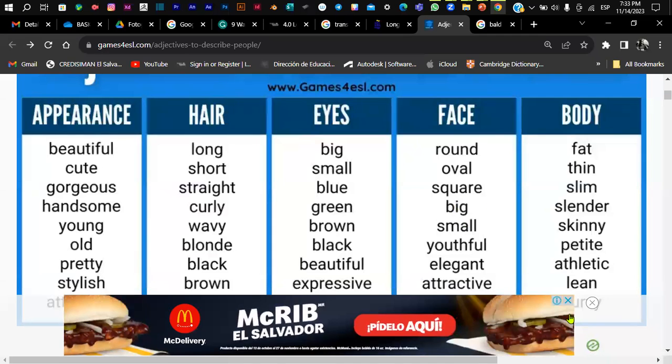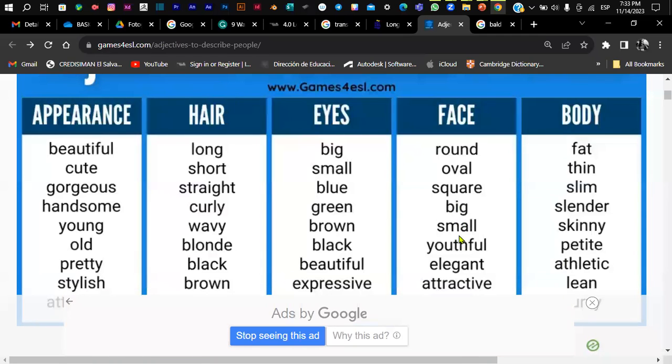And next. Small. Youthful. Okay. What is youthful? Como alegre, right? Yes. Next. Elegant. Elegant face, yes. Or attractive. Okay. Now, talking about the body, description of the body.